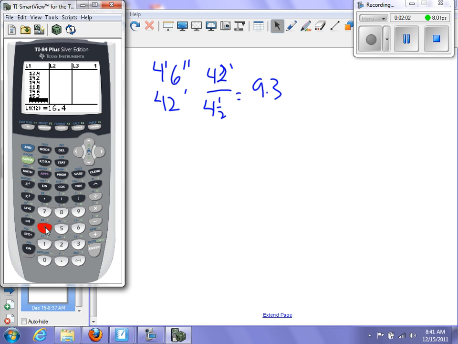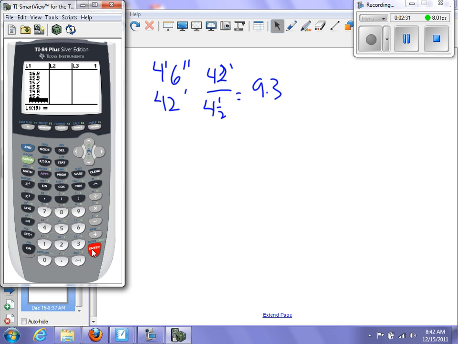16.4, enter, 16.9, 15.9, 15.7, 15.5, 14.8, and 15.2. Okay, so yeah, so I got in all my 18 data points there.